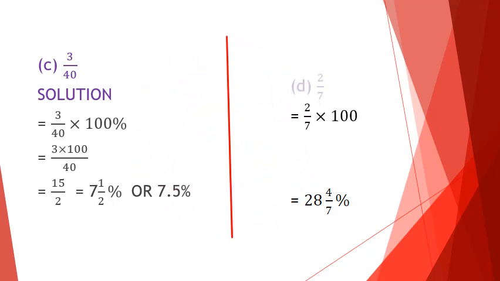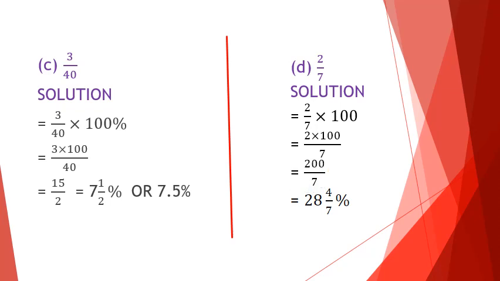Our next question, 2 upon 7. So 2 upon 7 can be converted into percentage by multiplying it by 100. So we get 2 into 100 upon 7. There is no common factor here to cancel. Hence we get 200 upon 7. That can be written as 28 integer 4 upon 7 percentage.